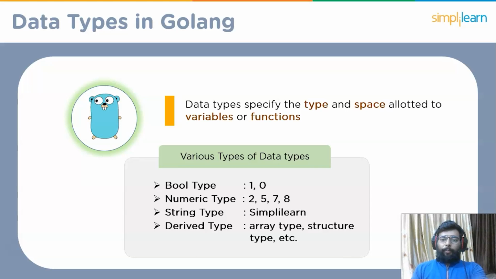The next is numeric type. It represents integer types, floating point values, and complex types. Here we can see the integer type values, that is 2, 5, 7, 8. The next is string type. The string type represents a string value. Here we can see that Simplilearn is a string and it's represented by a string type. The next is derived type. These include array types, structure types, and many more. We'll use them in further tutorials.